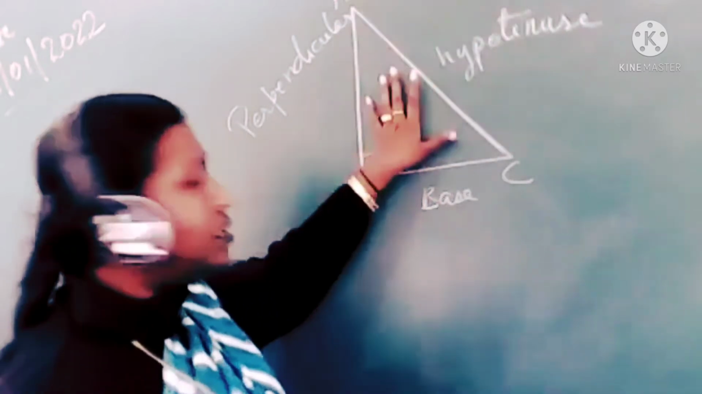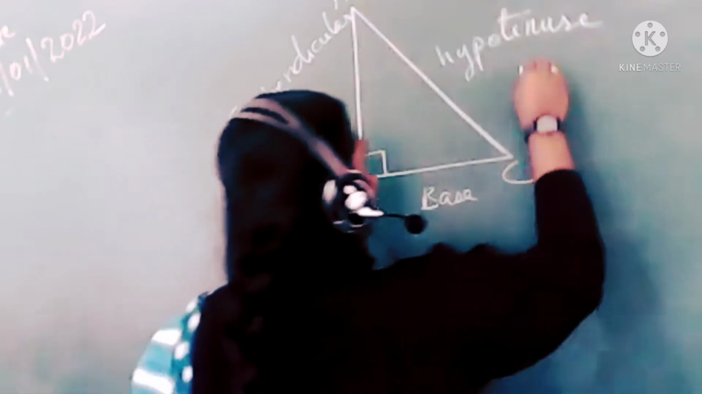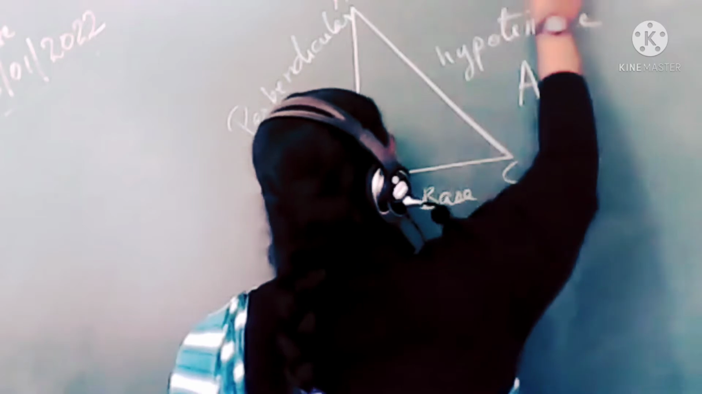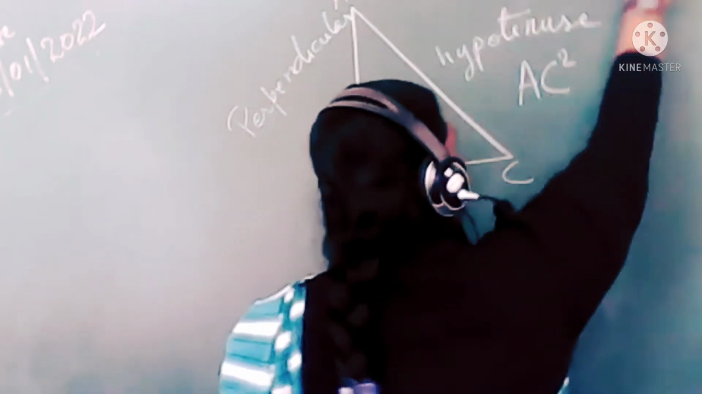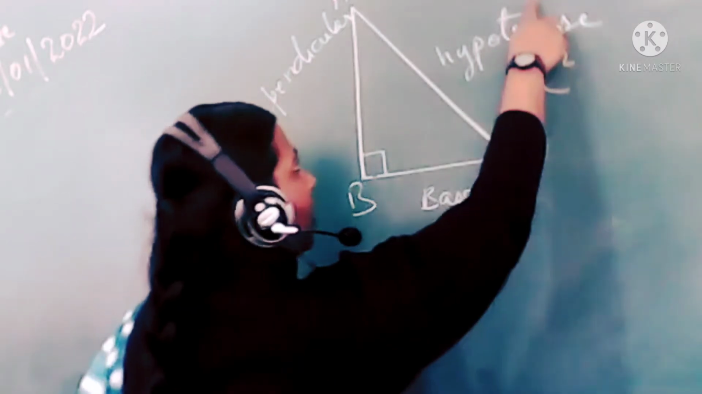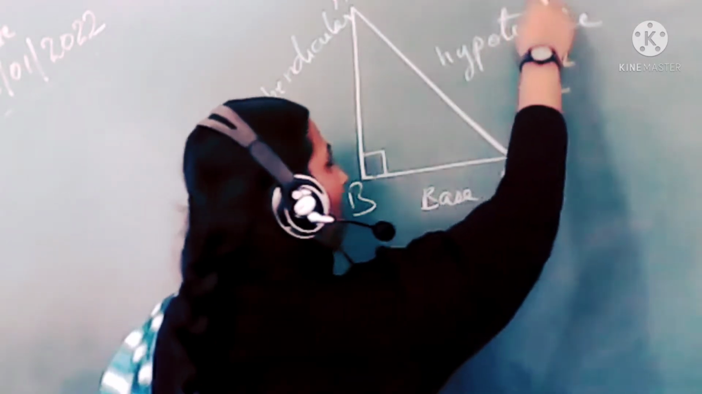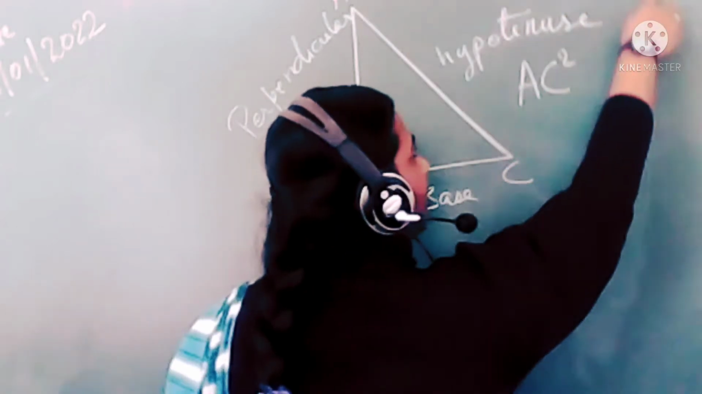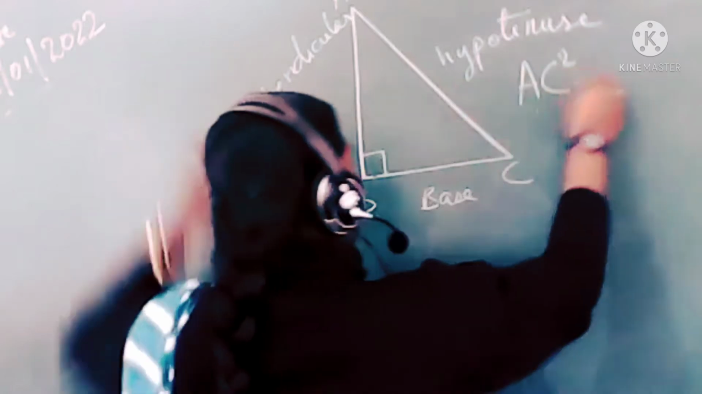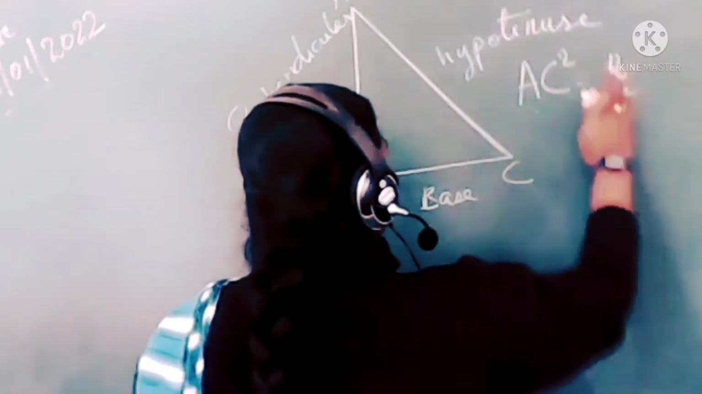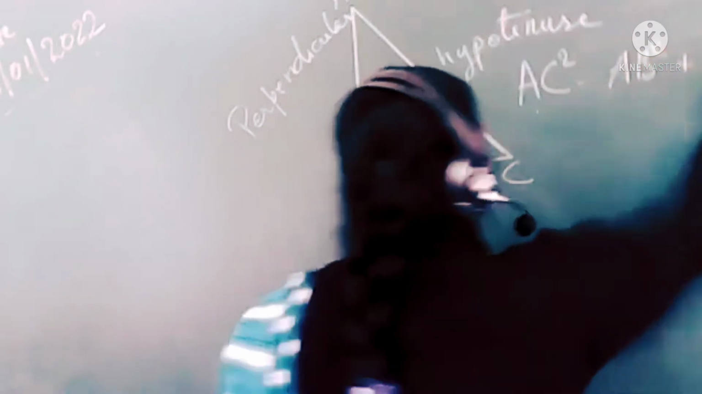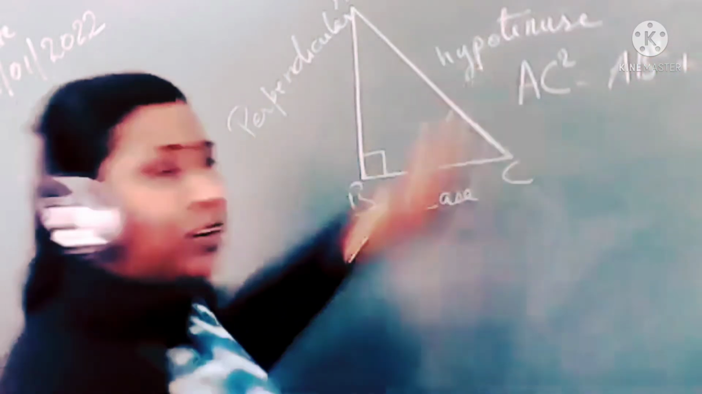Okay, so from this concept we are going to give the Pythagoras theorem: AC square, or we can say hypotenuse square, is equal to perpendicular square plus base square. Okay, so in the same case, when we are writing hypotenuse square is equal to perpendicular square plus base square, we can give the names of the line segments. It is already given. AC square is equal to AB square plus BC square. Okay, this is the Pythagoras.